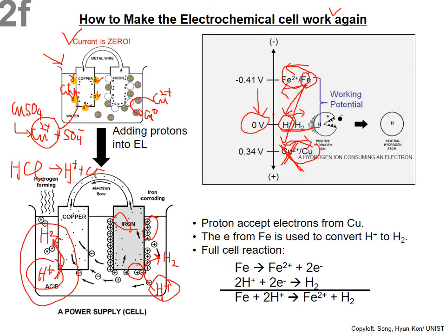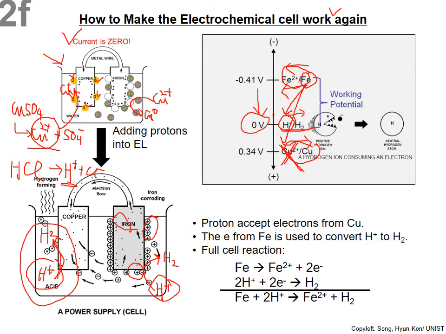So we could regenerate these electrochemical cells by adding any oxidized species which has a more positive reduction potential than the pair Fe2+ and Fe. The first example was copper 2+ in electrolyte. The second example was proton in electrolyte.